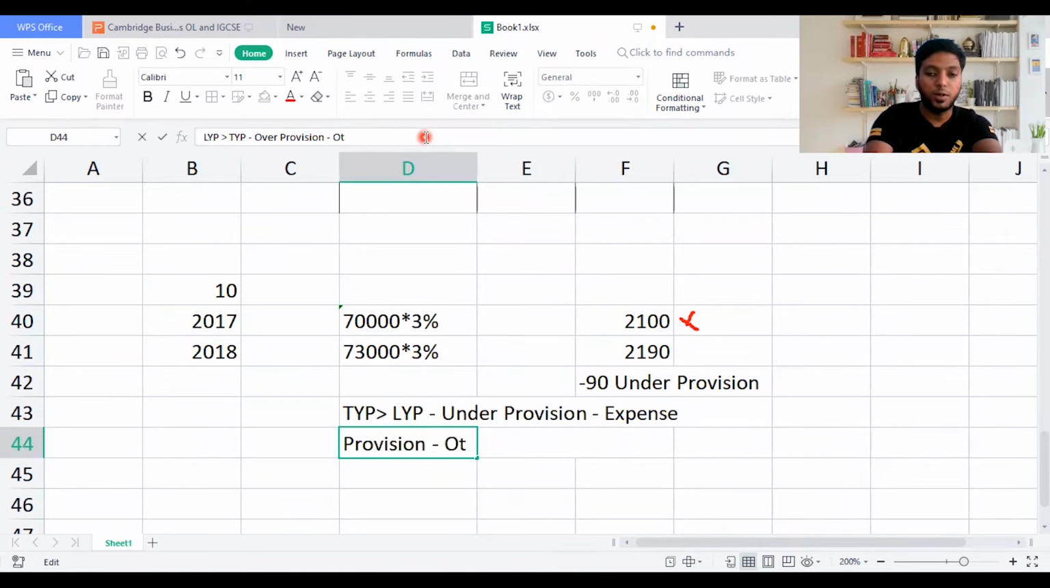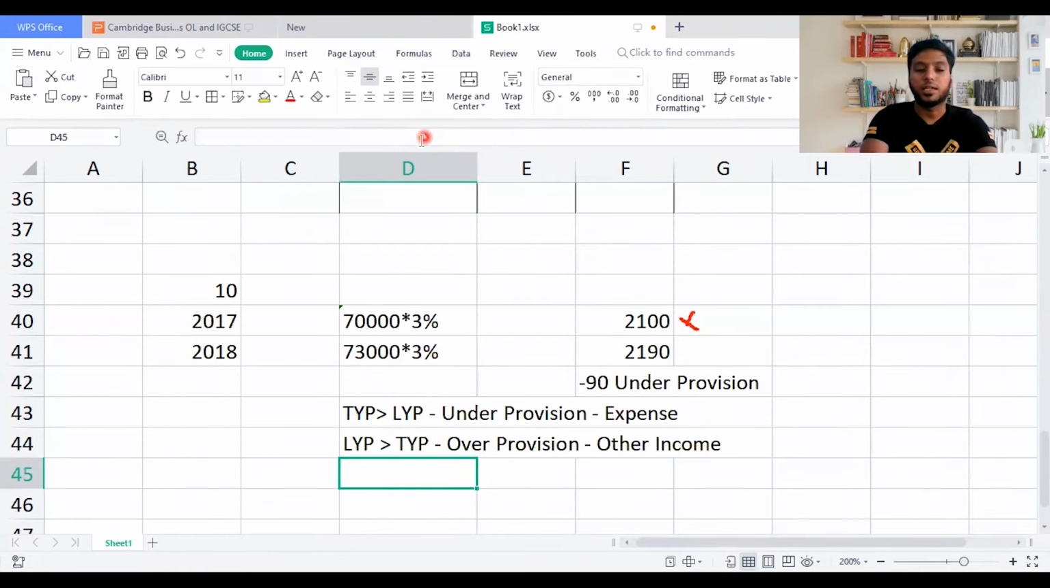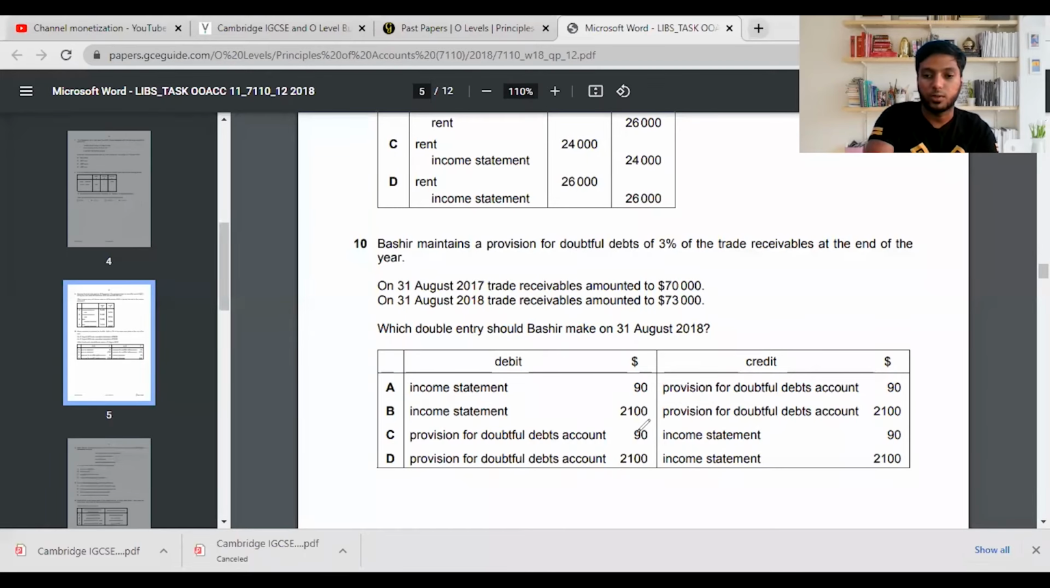As it is an under provision in this sum, we should consider it as an income statement debit balance. So here you can see provision for doubtful debt account should be 90, and income statement credit. So it's wrong actually. Income statement should be debit, because the income statement is getting debited as it's an expense, and expense should be debited, not credited. So the answer is going to be provision for doubtful debt account credit and income statement debit. I hope you guys understood this. Let's move on to the next part.